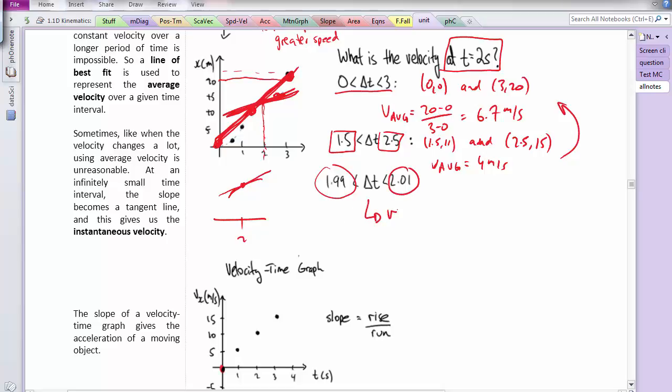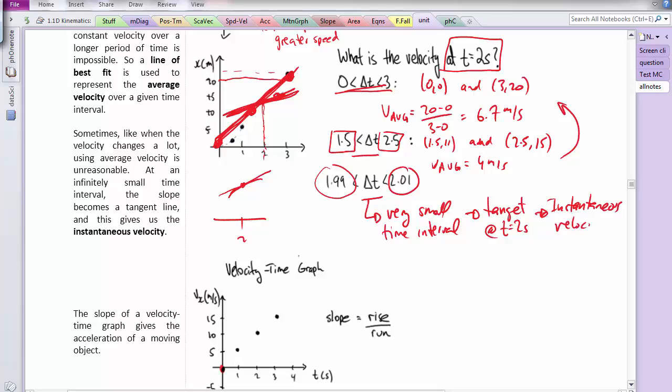So what we have is a very small time interval. Okay, notice how here was 3 seconds, and this was 1 second, and this is 0.02 seconds. So we're going smaller and smaller, and the closer you go, you get to what we call a tangent. So tangent at 2 seconds. Okay, and if we make that time interval infinitely small, we get what we call instantaneous velocity. So the tangent at a point is called its instantaneous velocity.